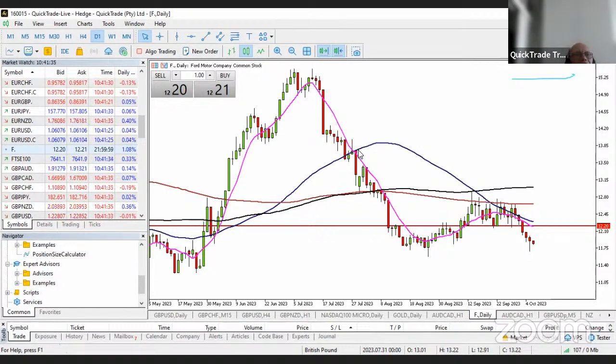Are you good with that, Ebenezer? Clear enough? Why is it useful? Because often when you see a gap, it goes back and closes that gap. So it gives you trading opportunities. That's why we even mention it, otherwise we wouldn't worry about it.